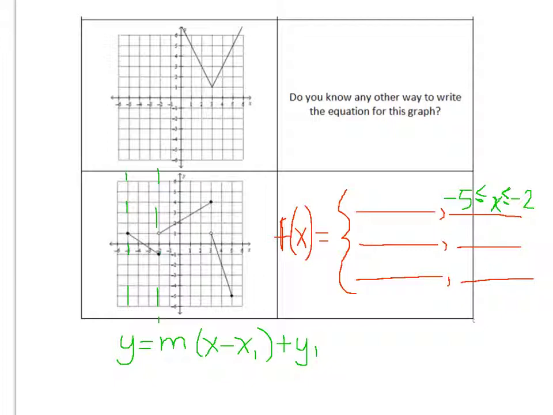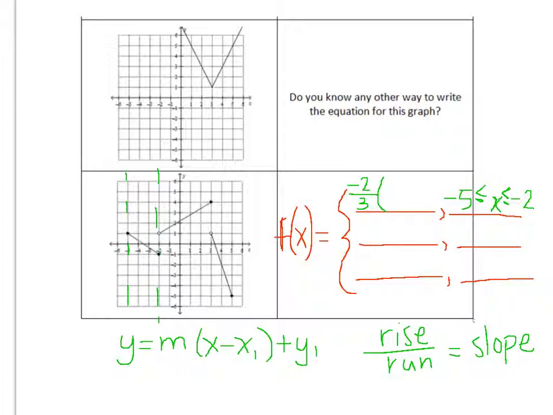So the very first thing I need to do to write it in point-slope form is to identify the slope. And slope, remember, is rise over run. Or you can use the slope formula. On a graph, I usually think it's easier to do rise over run. So if I look from this point on the graph to this point on the graph, we have to go down 2 units, over 1, 2, 3 units to the right. So my rise over run is going to be down 2 over 3 units to the right. The slope of that part of the graph is -2 over 3.